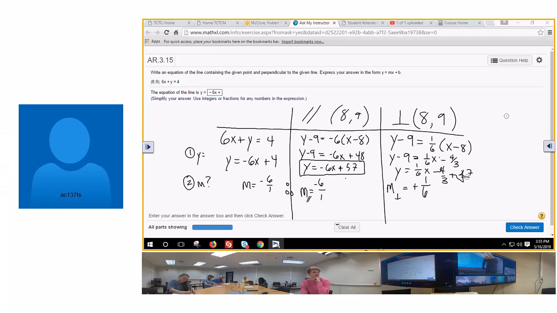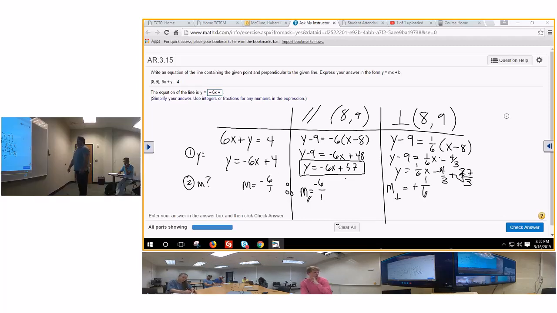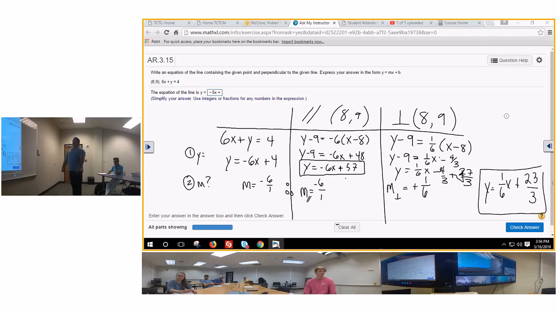I don't know what's wrong with this pen. It's just going crazy. Okay, what's negative 4 plus 27? 23? Y'all check my math because this pen messed me up. Y equals 1/6x plus 23. Somebody check my math. So now you've got not only the parallel line, but you've also got the perpendicular line.